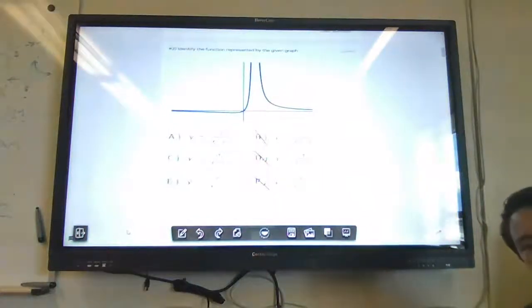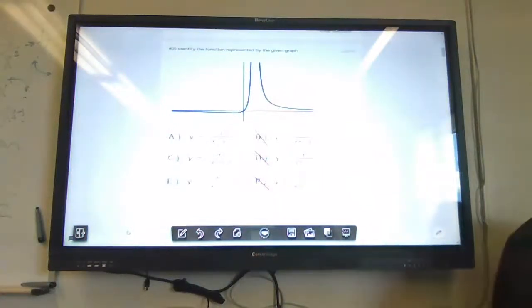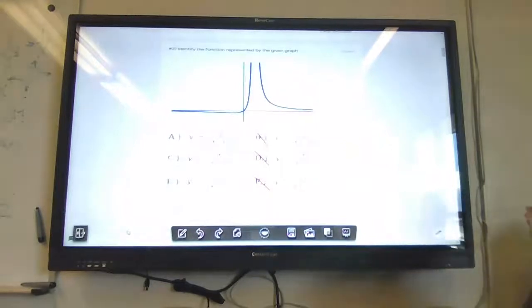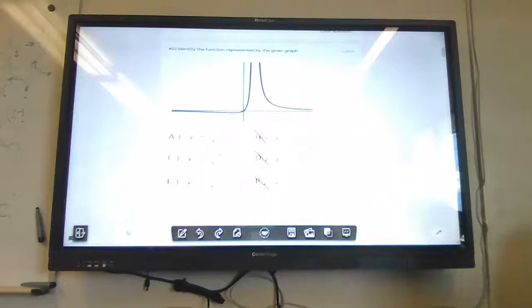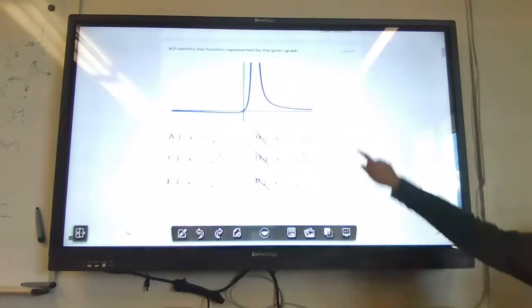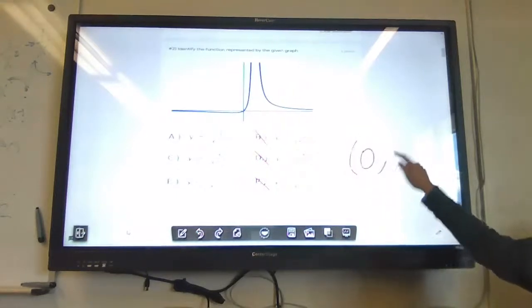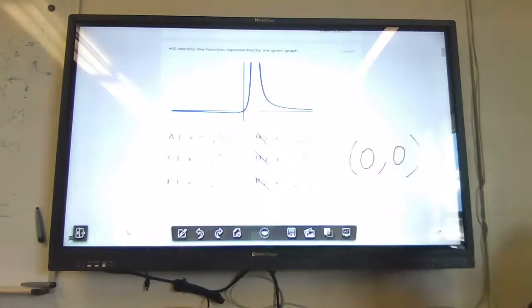How do you guys feel about this process? Good. Make sense? Okay, so let's look at something else. We could look at maybe this x-intercept. It's passing through the origin, which means that if I plug in 0 for my x, 0 has to be my y, which means I can now rule out choice A.